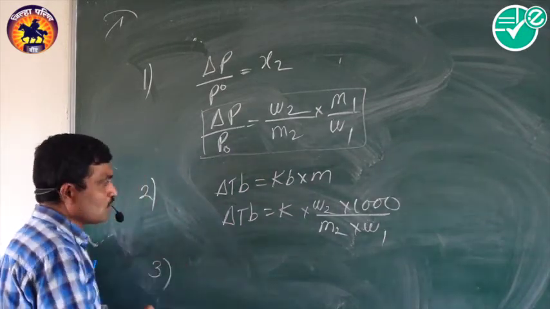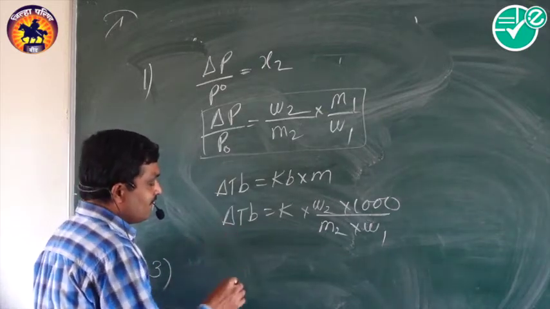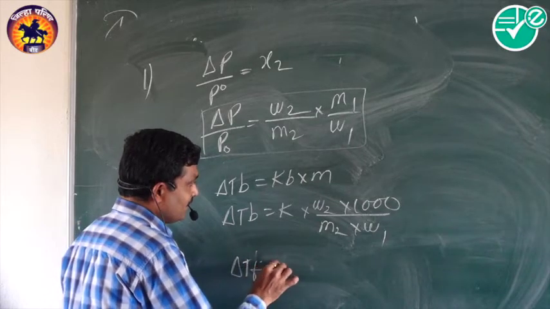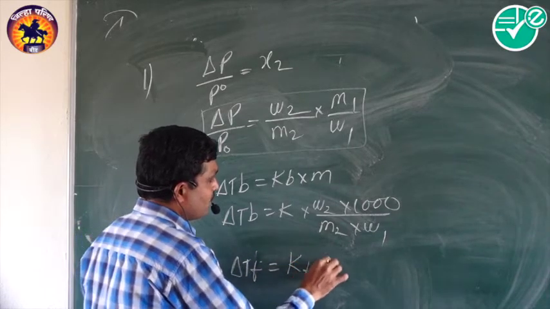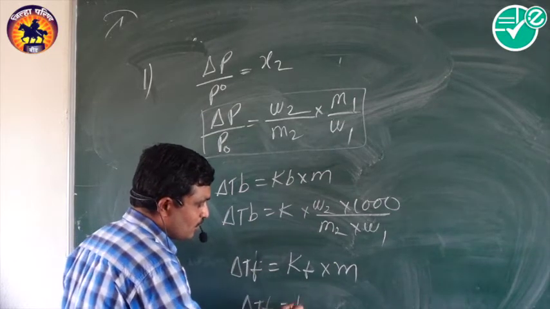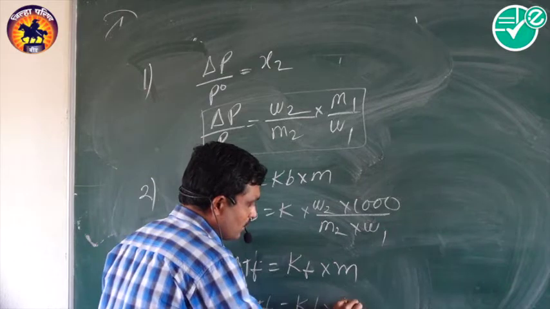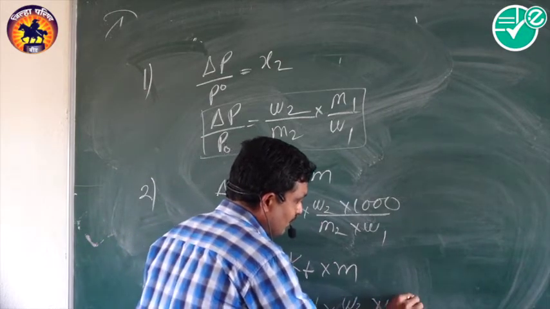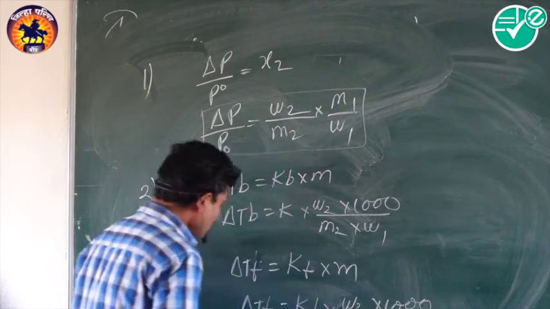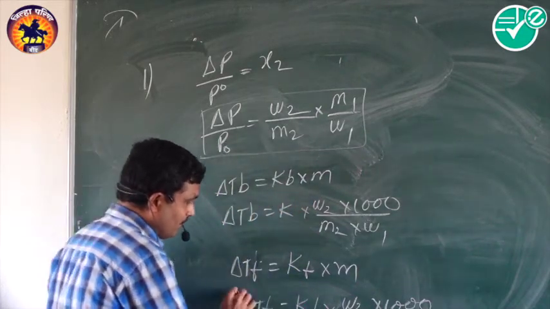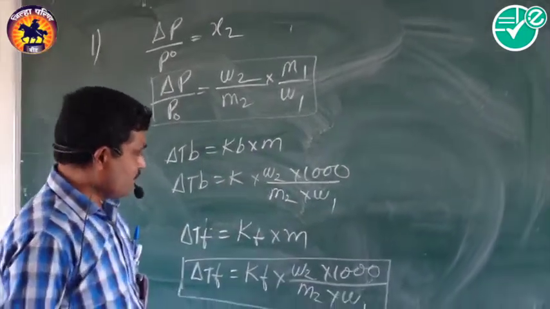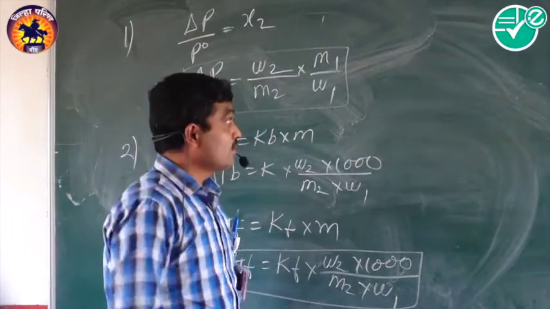Now the third colligative property, that is depression in freezing point, delta TF. Delta TF is also equal to KF into molality, and therefore delta TF is equal to KF into W2 into 1000 divided by M2 into W1. So this is another colligative property by which we can calculate the molecular mass, or the depression in freezing point.